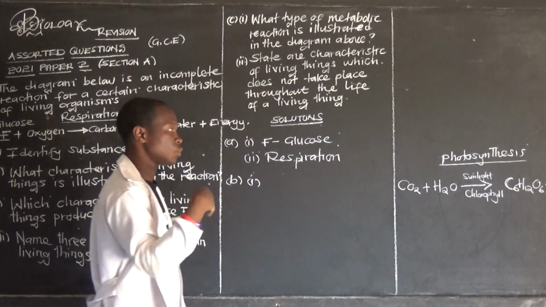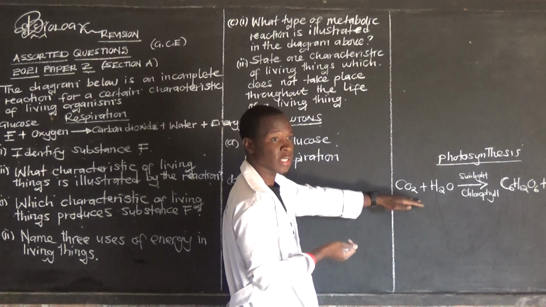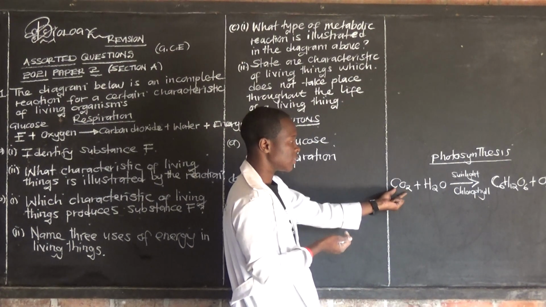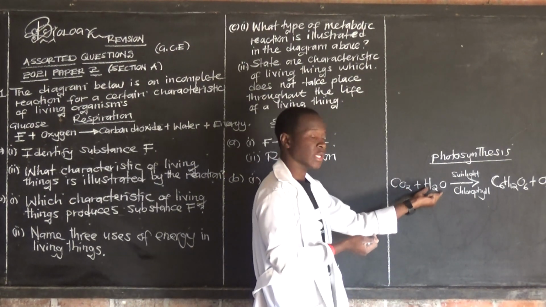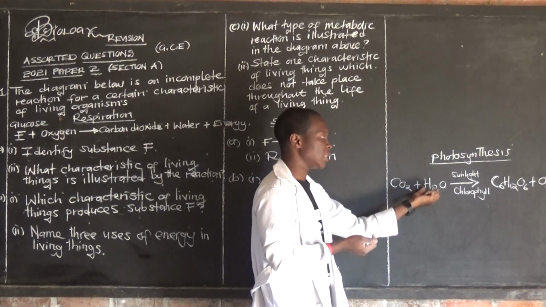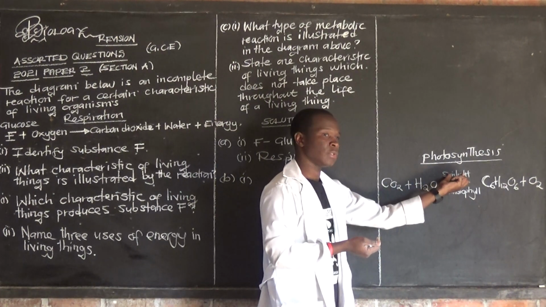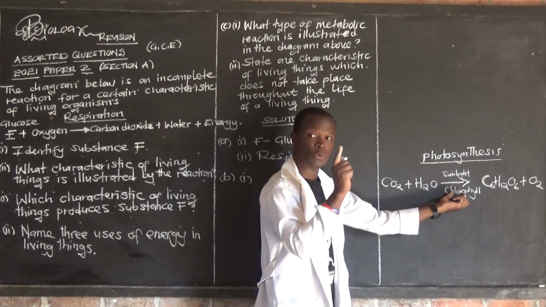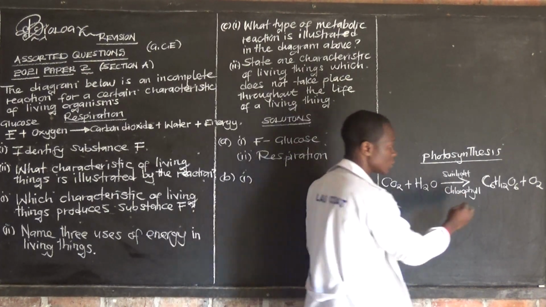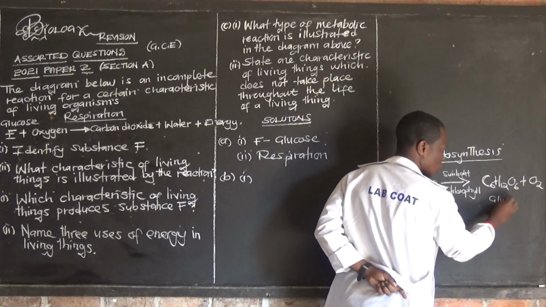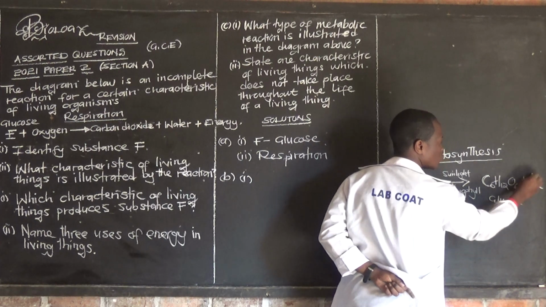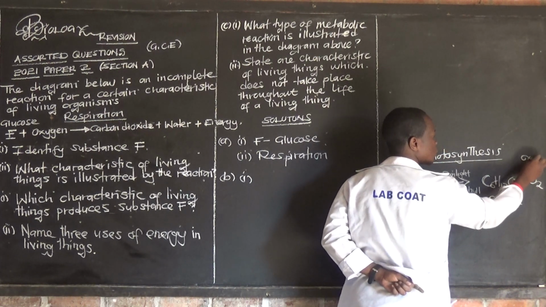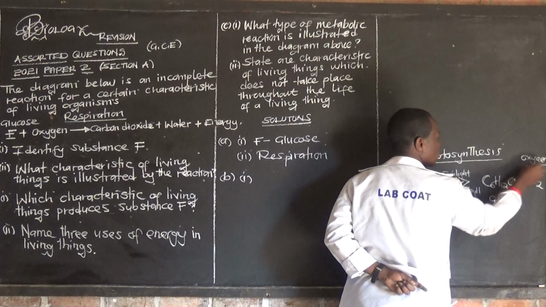Due to space, write the chemical equation outside. So this is carbon dioxide plus water. When carbon dioxide reacts with water in the presence of sunlight, which is trapped by chlorophyll, what is produced now is glucose, together with oxygen.